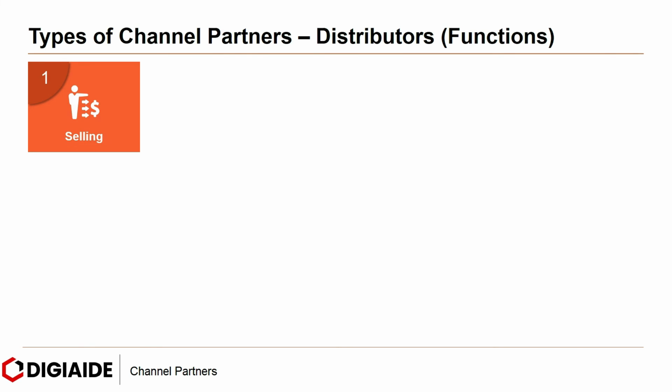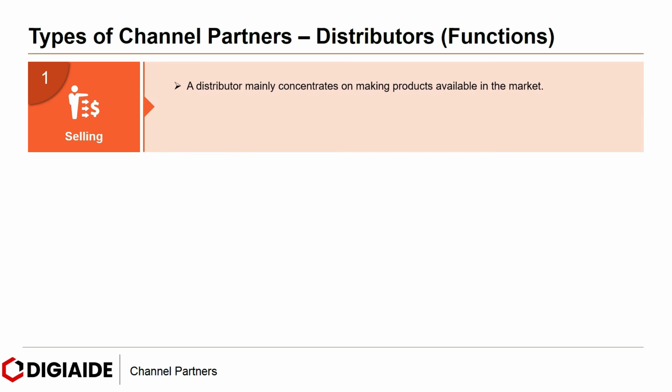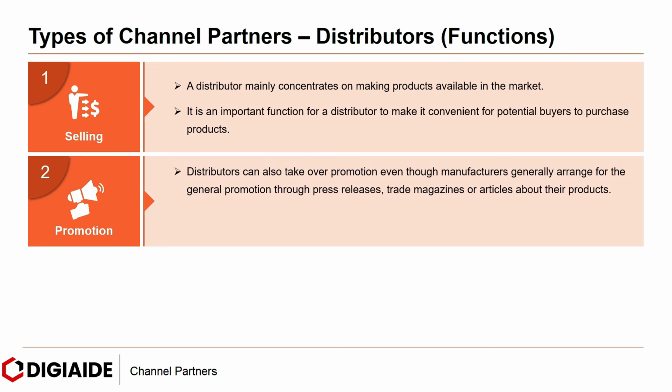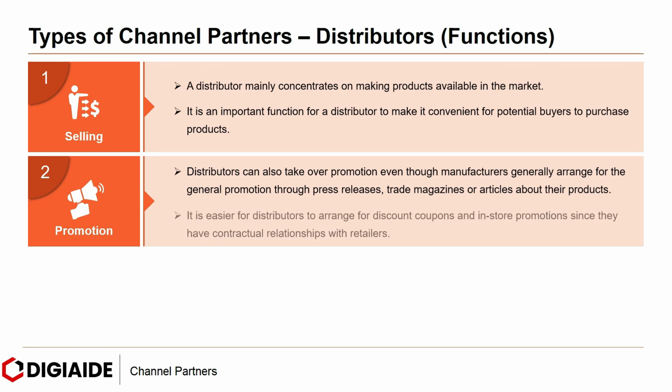Some of the functions of distributors are: first, selling. A distributor mainly concentrates on making products available in the market. It is an important function for a distributor to make it convenient for potential buyers to purchase products. Second, promotion. Distributors can also take over promotion, even though manufacturers generally arrange for the general promotion through press releases, trade magazines, or articles about the products. It is easier for distributors to arrange for discount coupons and in-store promotions since they have a contractual relationship with retailers.